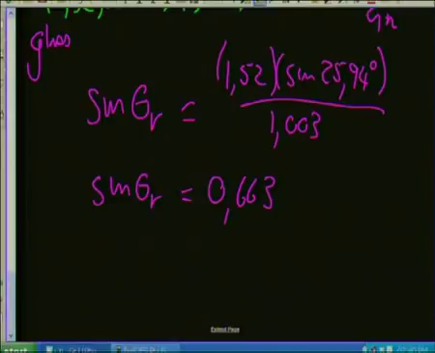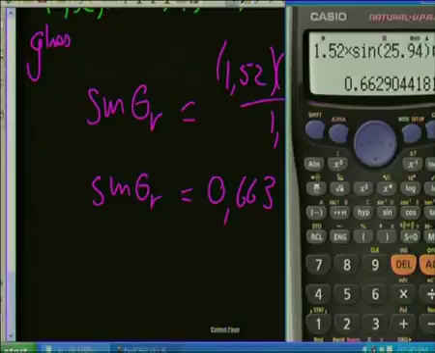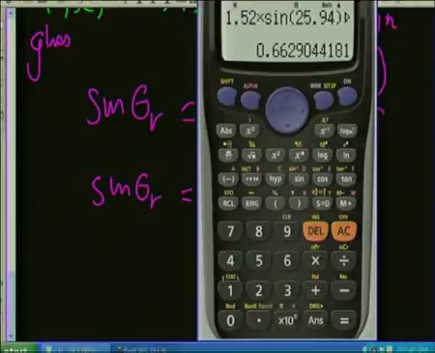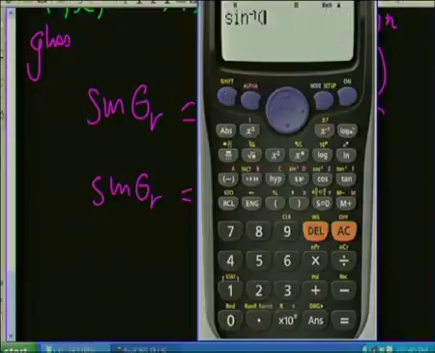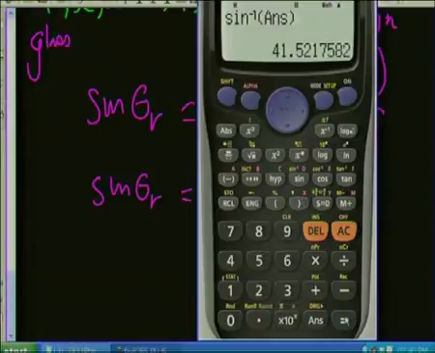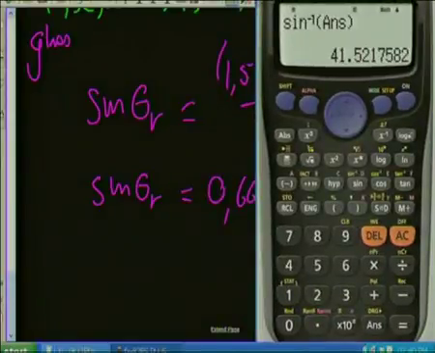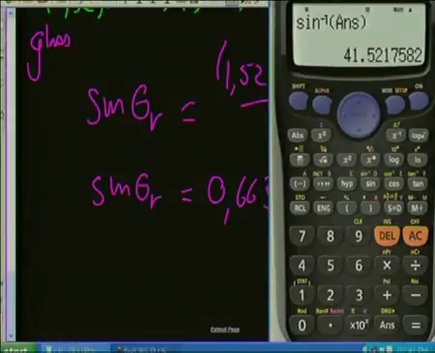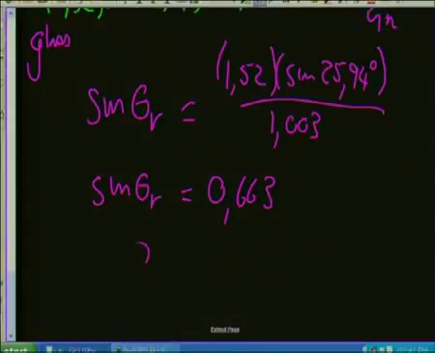How are we going to find the angle? Well, remember, your calculator does help you to do this. Be careful. We're going to take the shift, and we're going to say sine, and we're going to put the answer in from our previous part, the full answer, and we get the angle of refraction being 41,52. So therefore we can say the angle of refraction theta R is 41,52 degrees. Got it? Does it make sense?